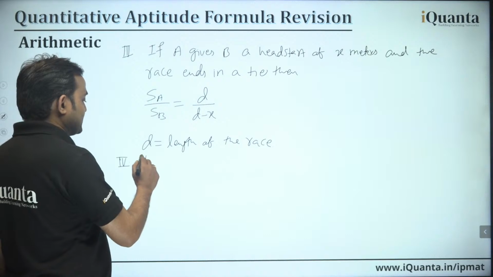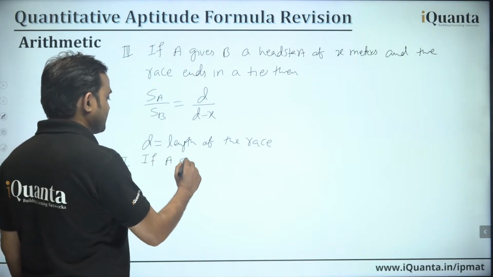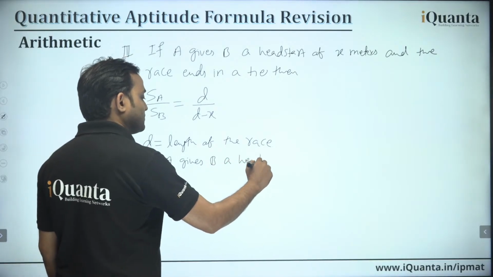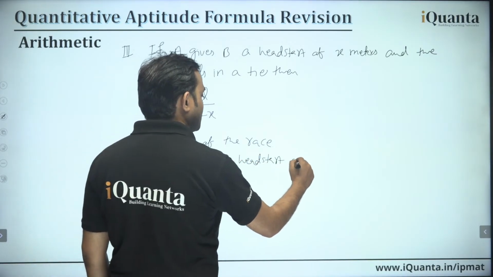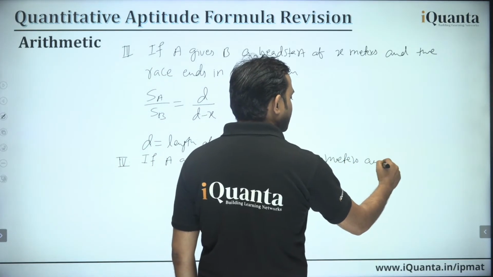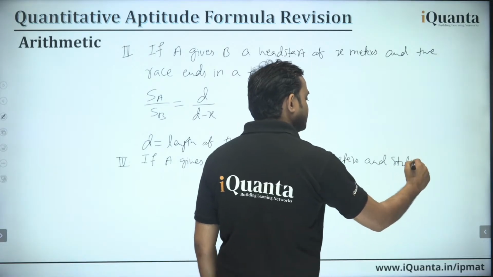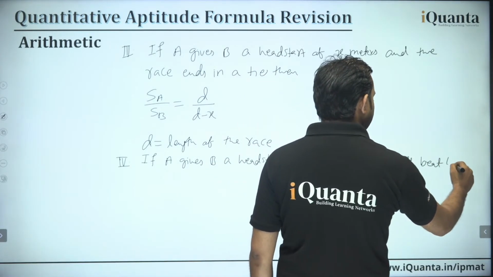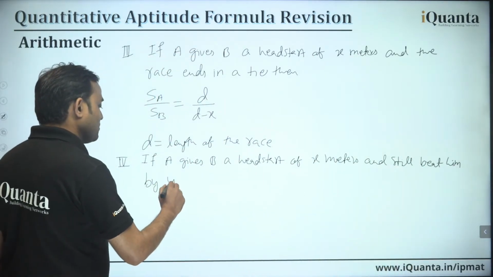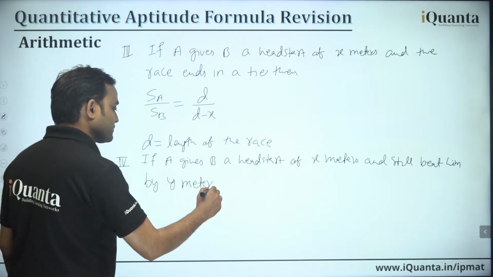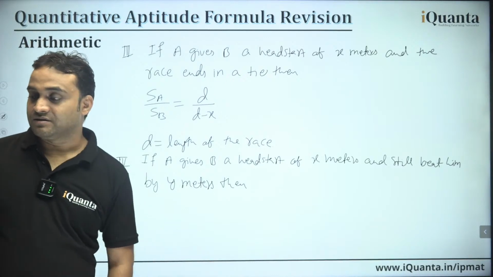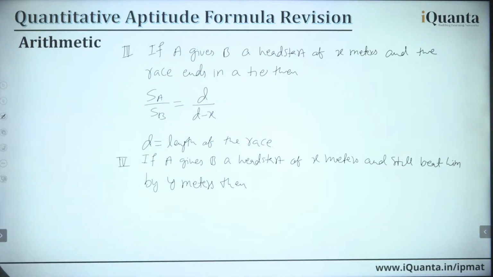Then if it says that A gives B a head start of X meters and still beats him by Y meters, can you tell me the speed of A and B in this situation? What will be the speed of B in this situation?